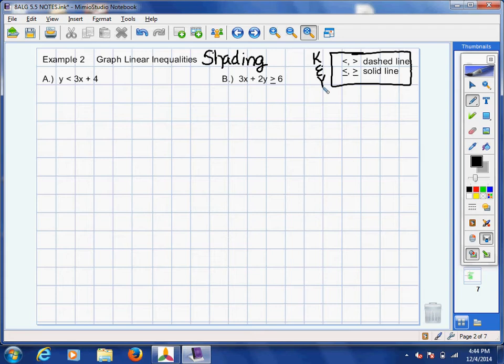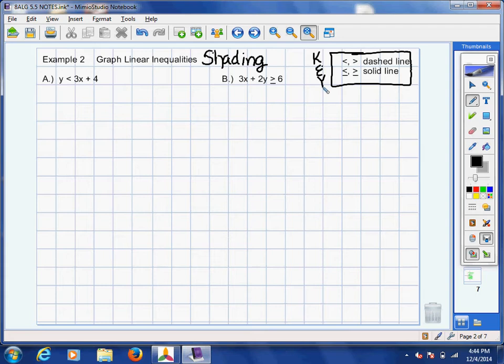Now, what does that mean in essence? Well, the dotted or dashed line indicates that the points on the line itself will not work when you plug them into the inequality. When you test them, they won't work. So the only way to show that this is the barrier, but don't count these as part of the answer, is to draw a dashed line. That's the indication that that's true. Now, if you draw a solid line, you're saying this is not only the barrier, but all the points on the line are true and will work in this inequality.